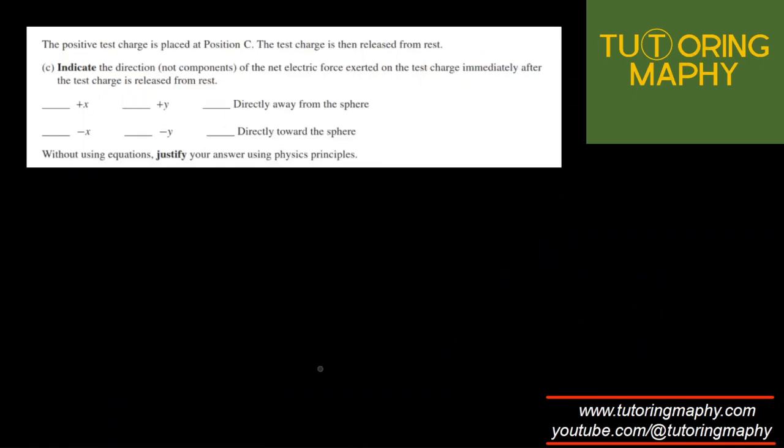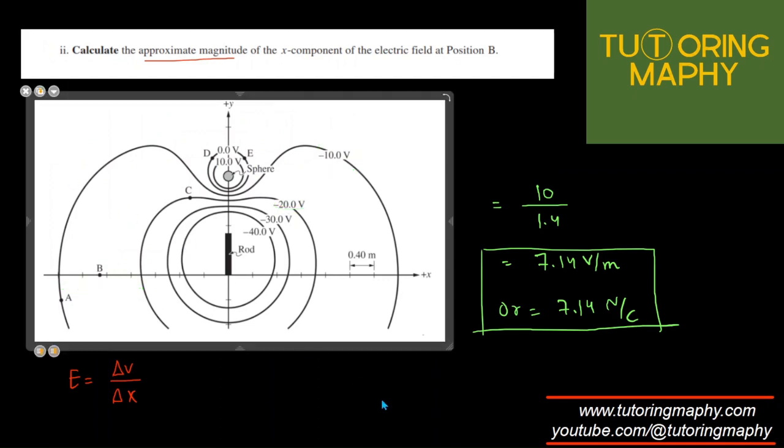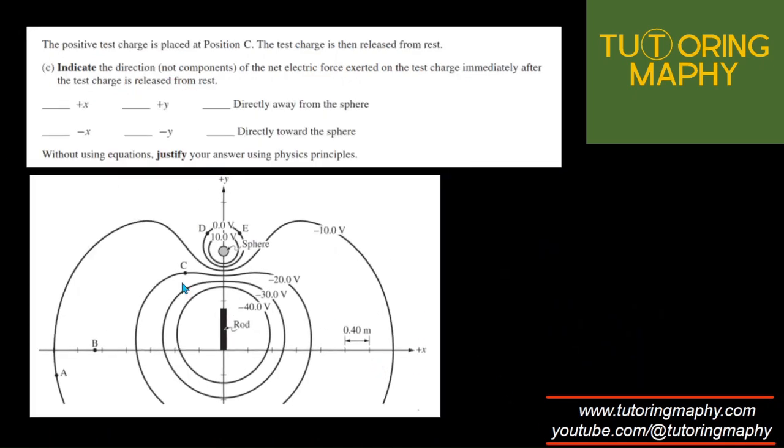Okay. Now they're talking about a positive test charge placed at C. Once again, I'm going to borrow. Okay, so here they're talking about a positive test charge placed at C. The test charge is then released. Indicate the direction of the net electric force exerted on the charge immediately after it is released. Okay. We for sure know that it is directed away from the sphere.